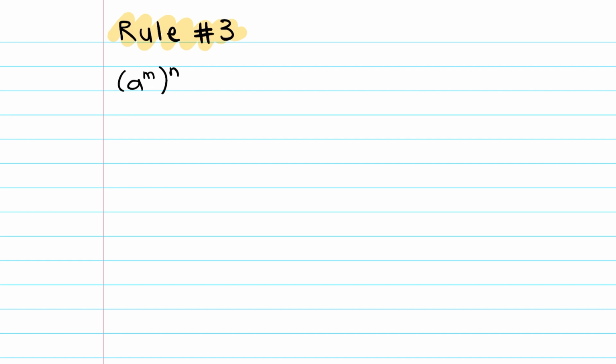So how that ends up looking is as such. It is going to look like this, right? A to the power of m times n, okay? That's what we are looking for. So let's dive into a quick example.